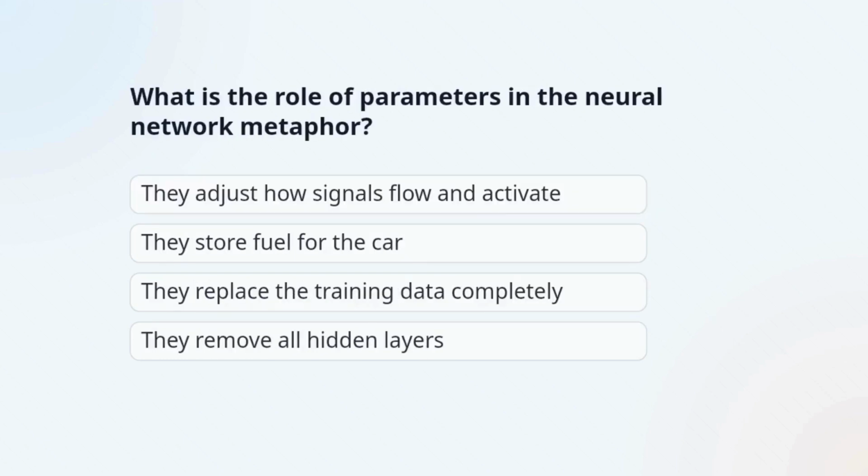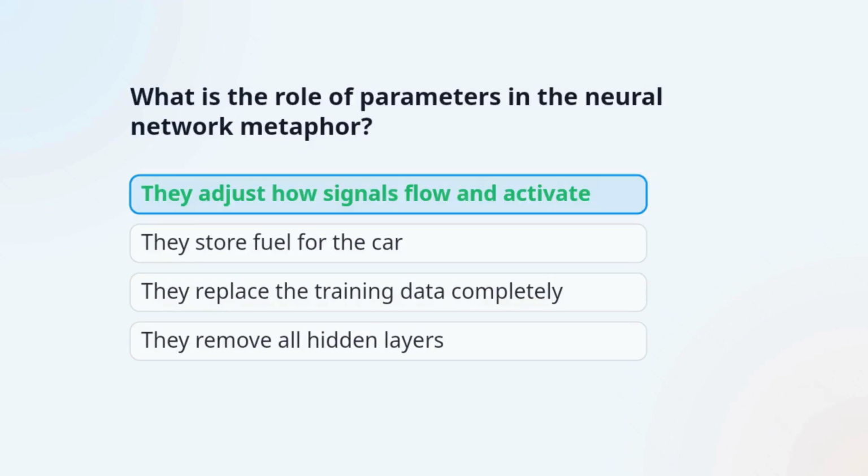Question 2. What is the role of parameters in the neural network metaphor? The correct answer is, they adjust how signals flow and activate. Parameters correspond to things like resistor strengths and gate behavior, which shape how the network responds.